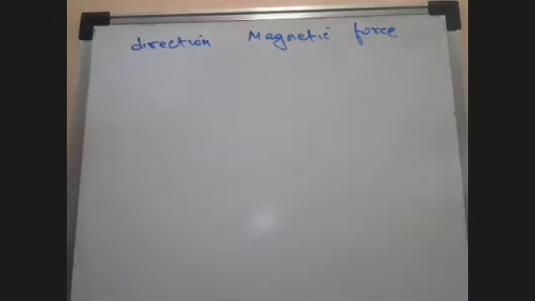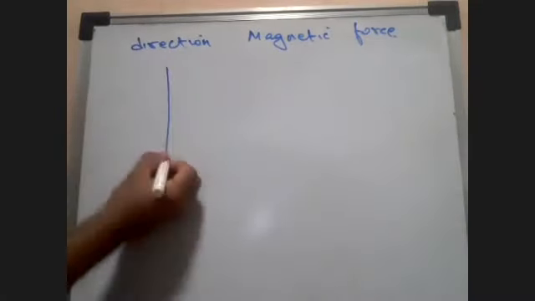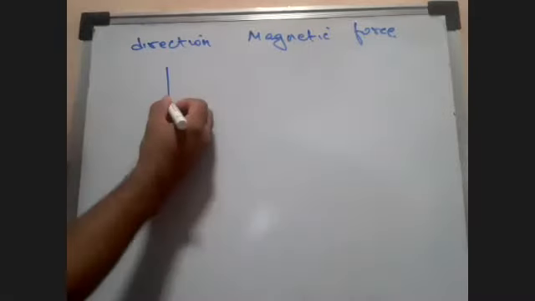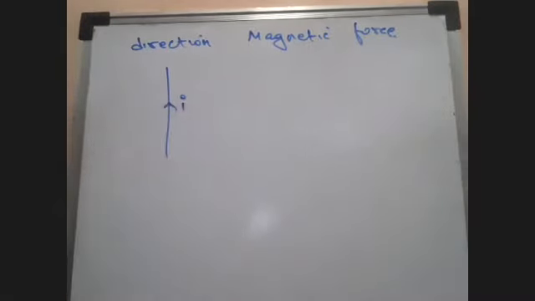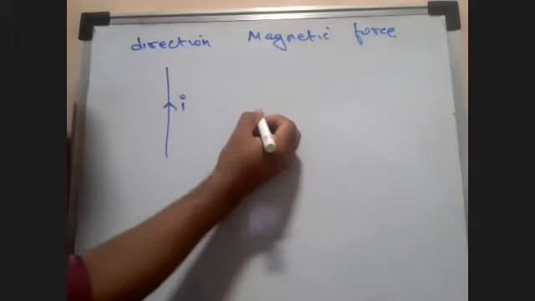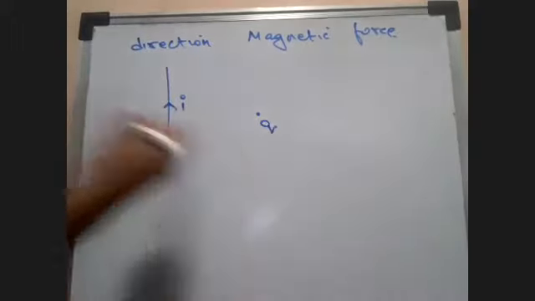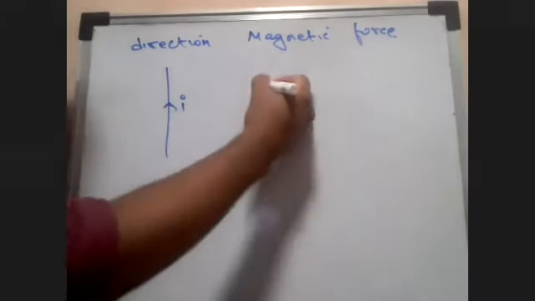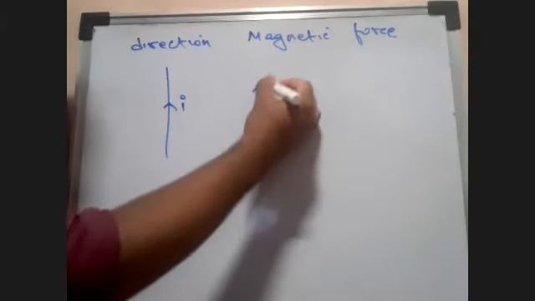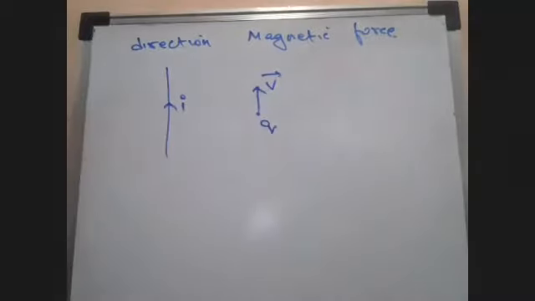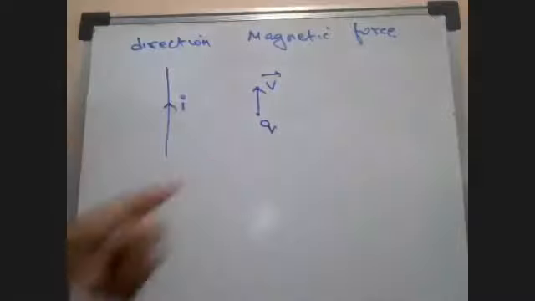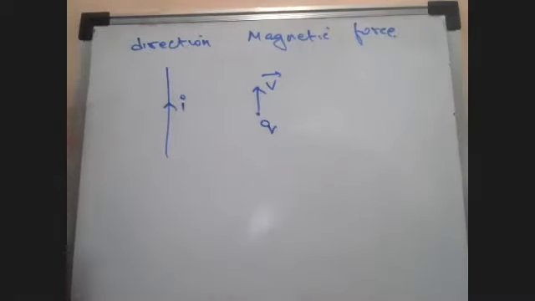So let's say that I have a current carrying conductor. This current carrying conductor has a current I passing through it in this direction. If there is a charge over here, which I have brought close to this conductor, and I have given it a certain velocity v, then what will be the direction of magnetic force on this charge q? Can any one of you tell me quickly?